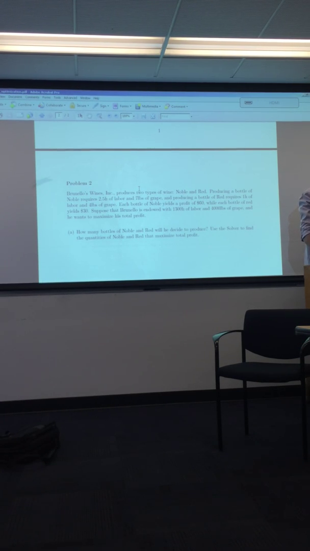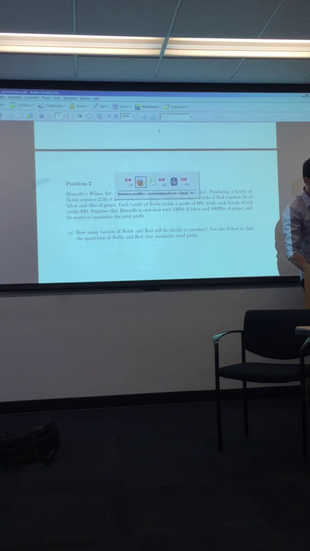We have some company that produces two types of wine, Nobel and Red. Producing a bottle of Nobel requires 2.5 hours of labor and 7 of grapes. And producing a bottle of Red requires 1 hour of labor and 4 of grapes. Each bottle of Nobel yields a profit of $60, while each bottle of Red yields $30. Suppose that Brunello is endowed with one flavor, and he wants to maximize his total profit. How many bottles of Nobel and Red will he decide to produce? Use the solver to find the quantity of Nobel and Red that maximize profit.